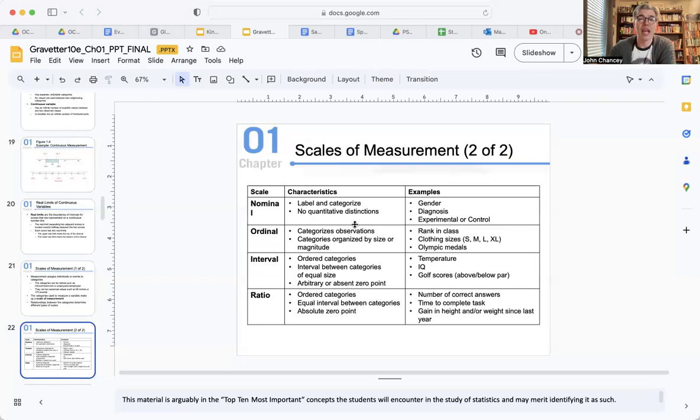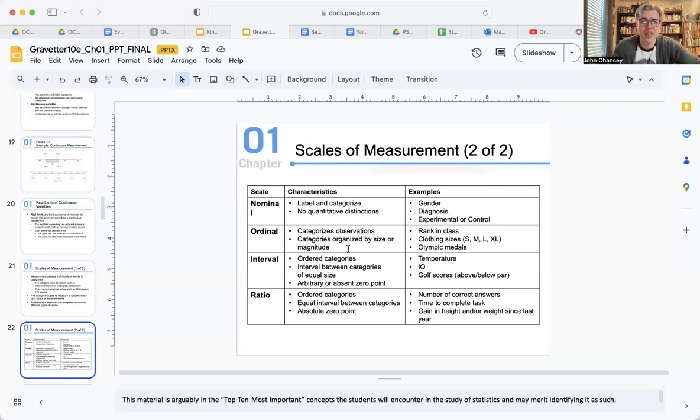Ordinal, we do have categories, and they're organized by size or magnitude. For example, there is some kind of distinction between the different classes. So maybe it's your rank in your class, maybe based on your GPA, your size of clothing, Olympic medals. Gold for first place, silver for second.